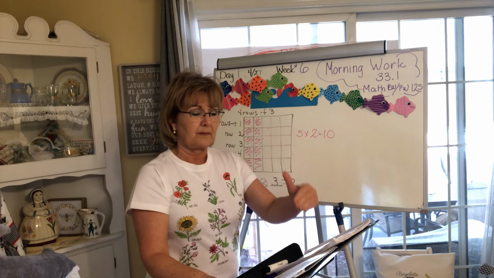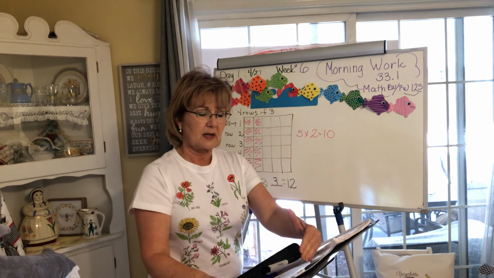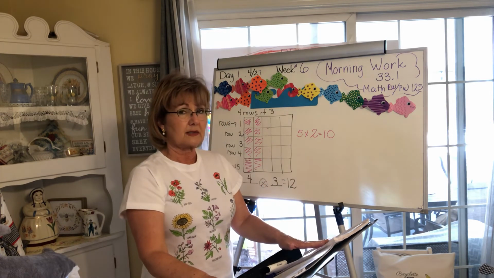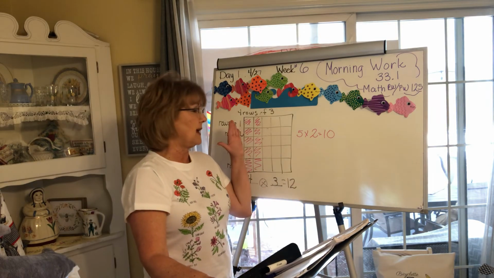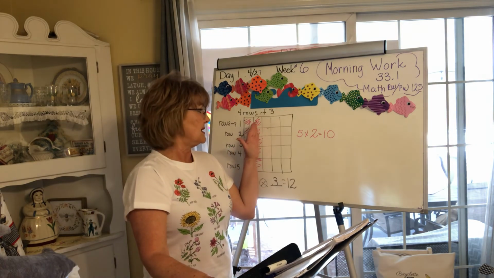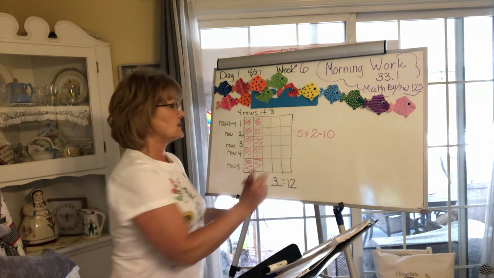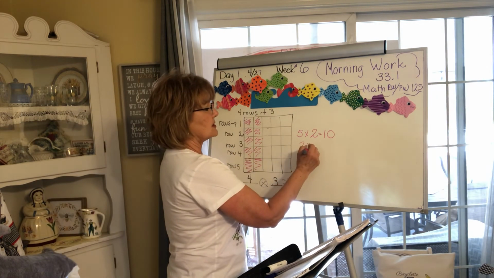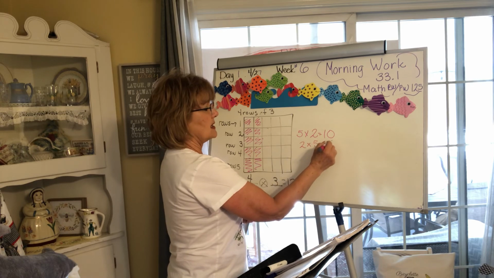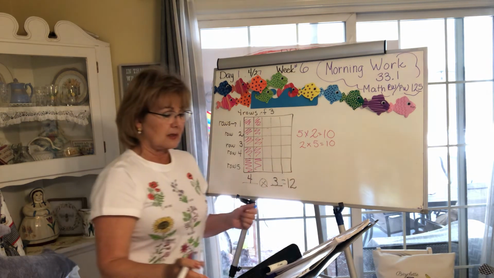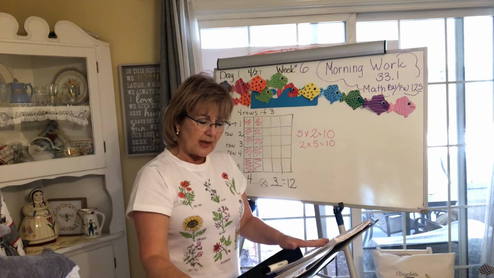Hopefully you can count by 3, 6, 9, 12, 15. Or if you like to count by fives better, you can go this way. 5, 10, 15, because you got 5, 10, 15. Because remember, 5 times 2 is the same as 2 times 5, the same answer. So go ahead and finish that.